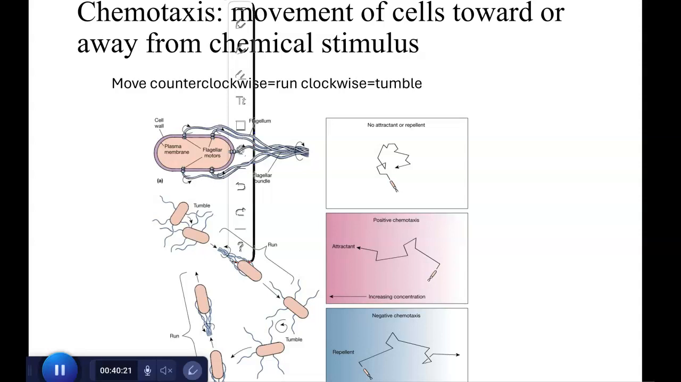I did post a video on this just so that you can kind of see the movement of the flagella and how they can do this random biased walk. But it allows them to go towards something or away from something. And we term this chemotaxis.